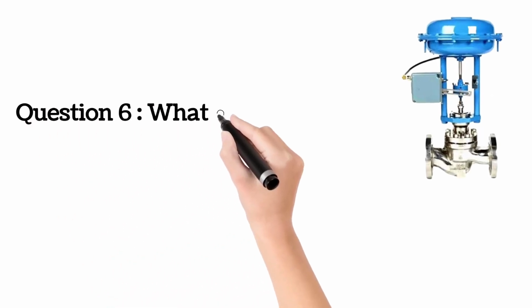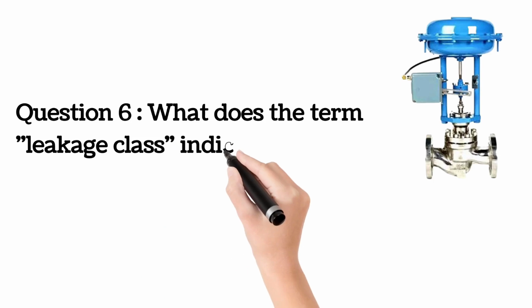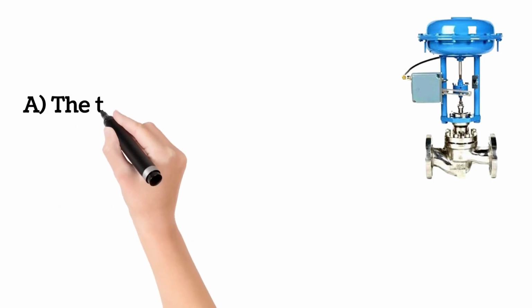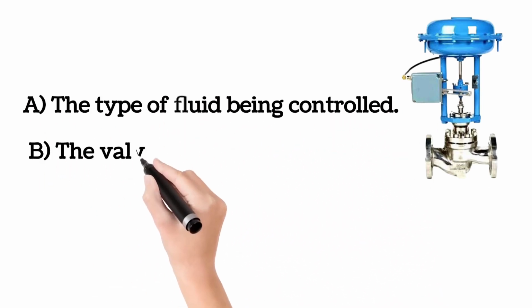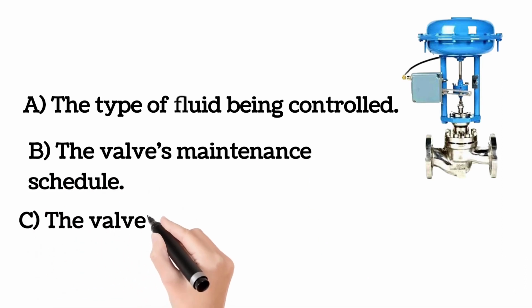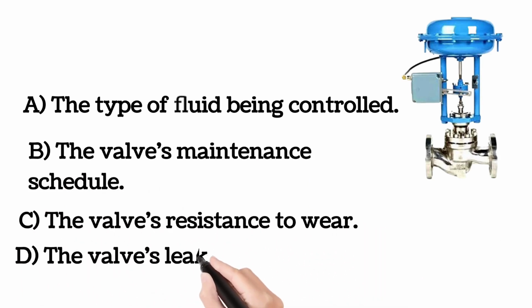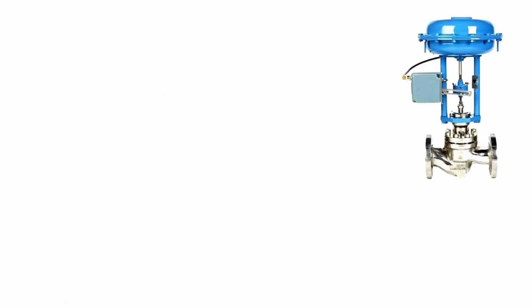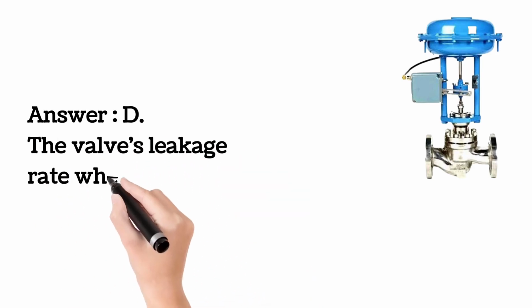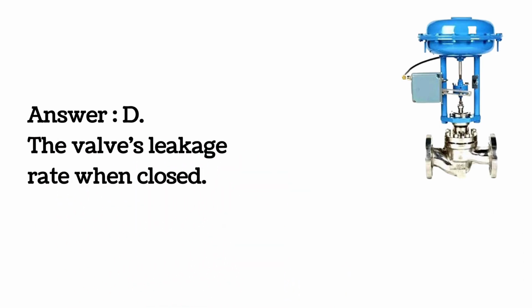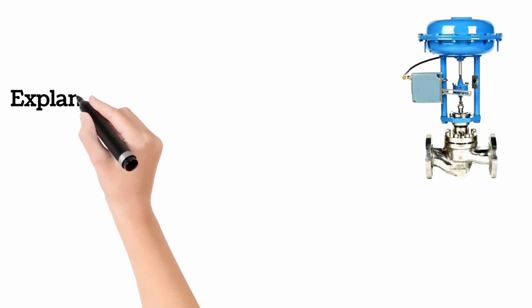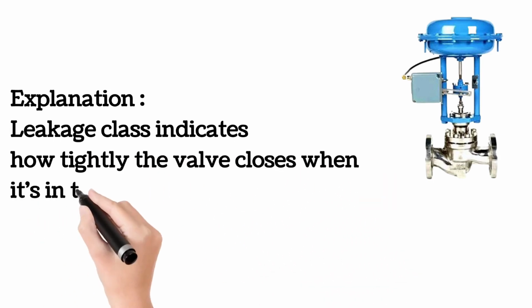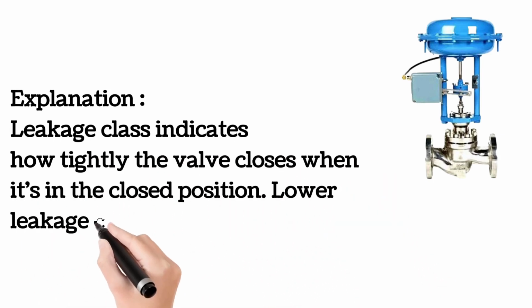Question 6 is, what does the term leakage class indicate in control valves? A. The type of fluid being controlled. B. The valve's maintenance schedule. C. The valve's resistance to wear. D. The valve's leakage rate when closed. Answer is D. The valve's leakage rate when closed. Explanation: leakage class indicates how tightly the valve closes when it's in the closed position. Lower leakage class indicates better tight closure.